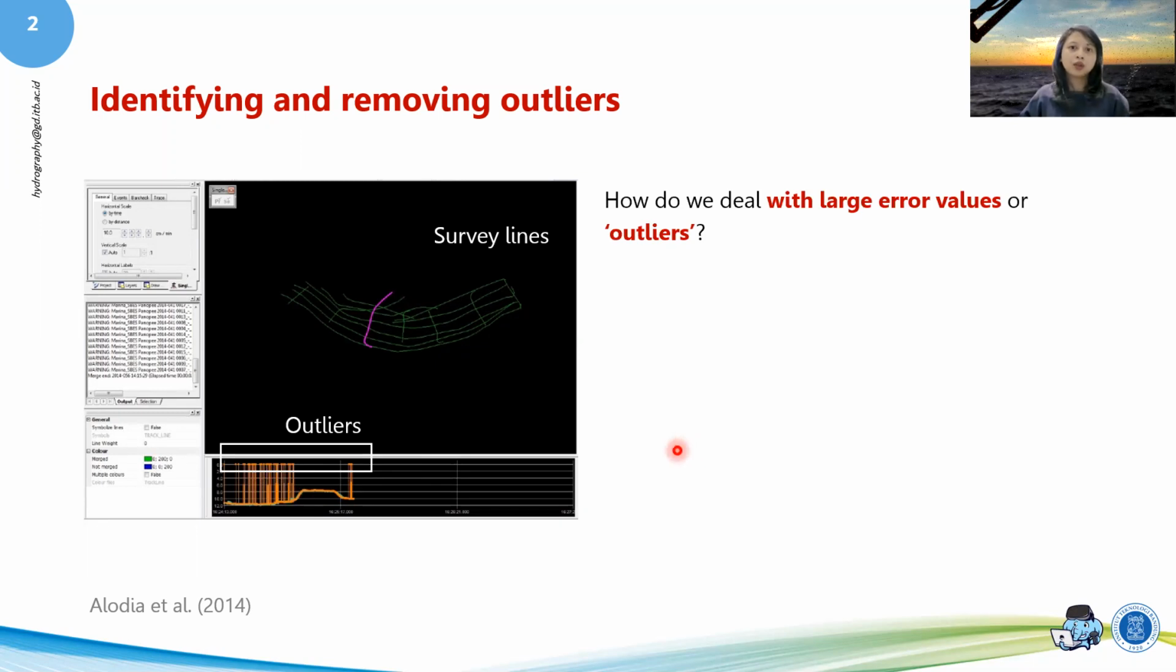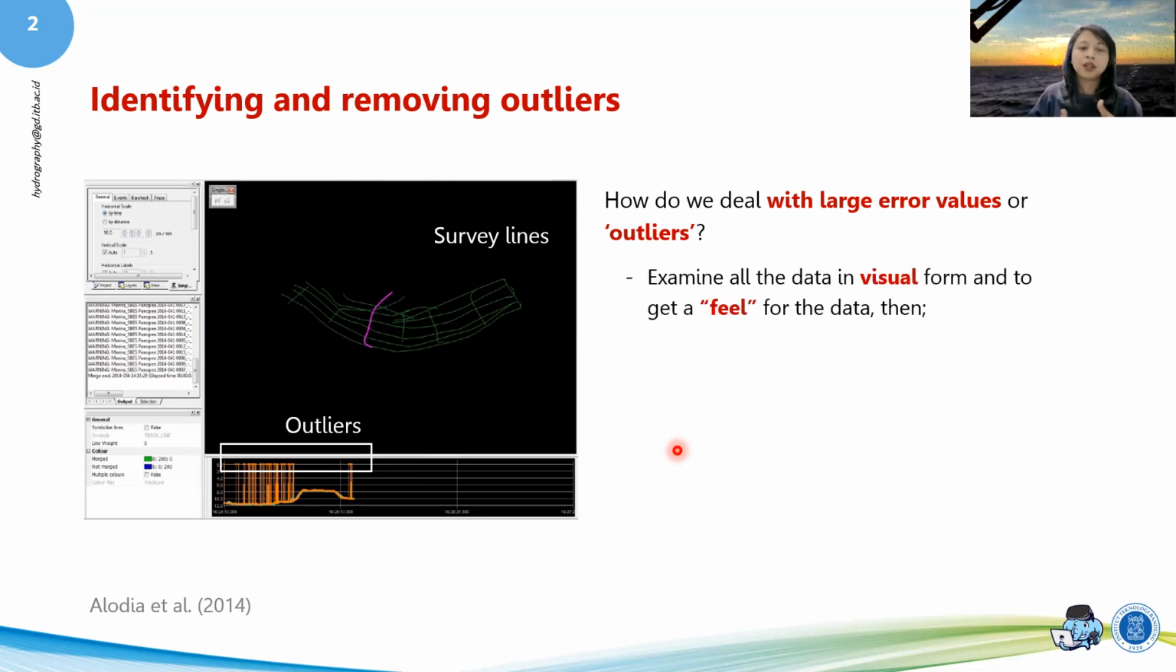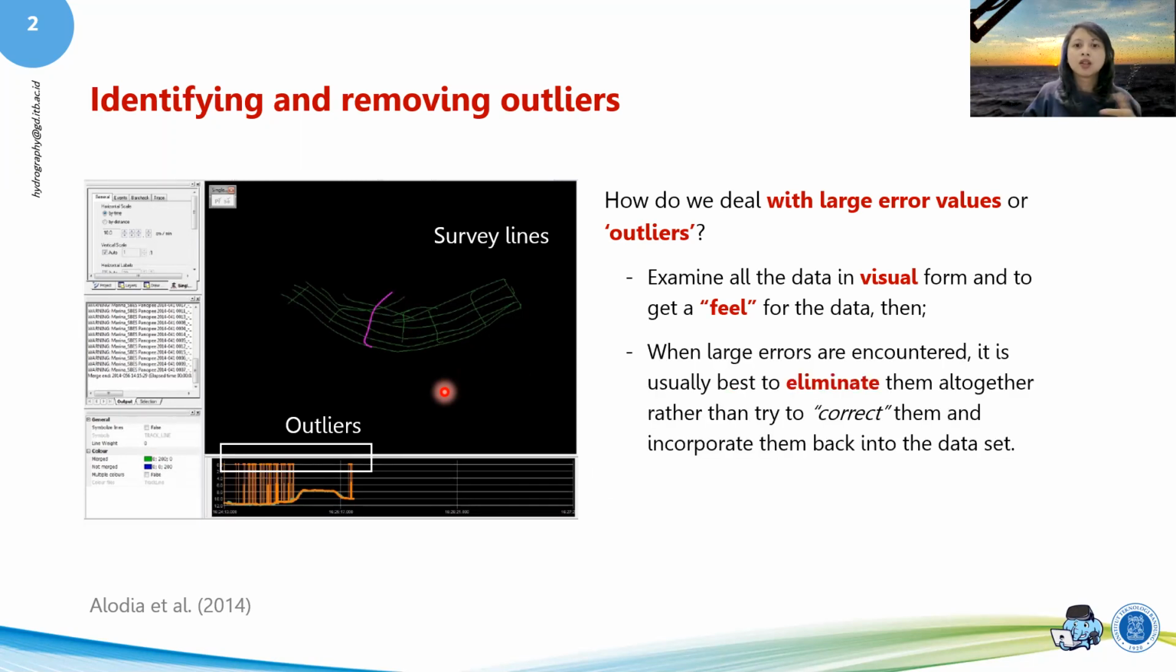So how do we deal with large error values, the so-called outliers? The first thing you need to do is just like this. You do it in visual form. So you plot them basically. For example, only this line, and you do it line by line. So you have the grasp of, okay, this is how the morphology looks like. And then if there's something wrong in that, you just take it out. So that's the basic thing that you need to know.